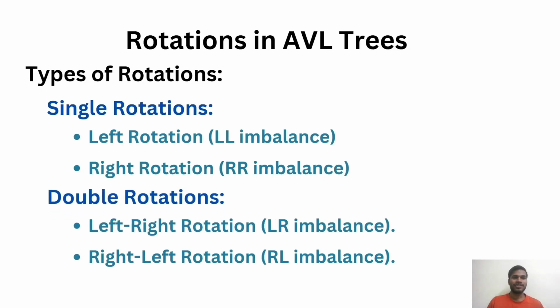Now let us understand the rotation in AVL trees. There are 4 different types of rotation in AVL trees. First is single rotation. In single rotation we have 2 different types: one is left rotation, which is LL imbalance, and another is right rotation, which is RR imbalance. The other type is double rotation. In double rotation we have two different types: one is left right rotation, which is LR imbalance, and another is right left rotation, which is RL imbalance.